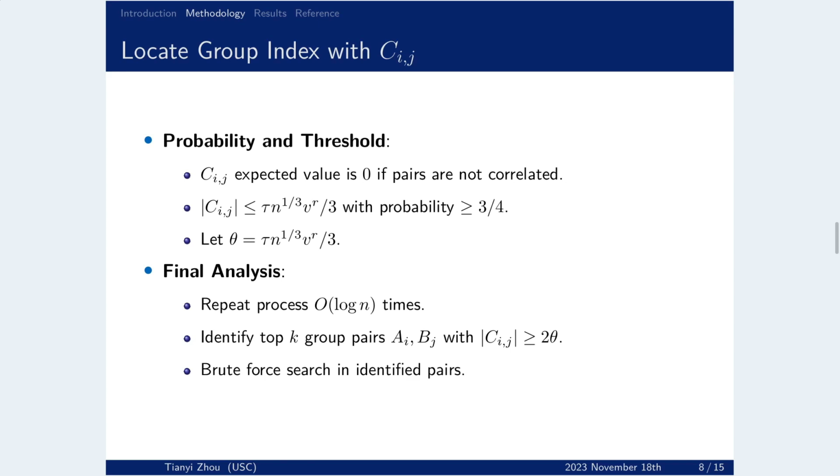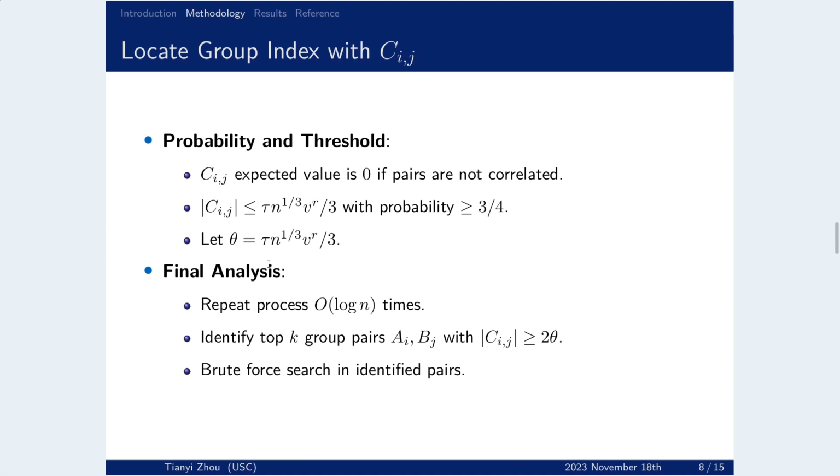C_ij's expected value is 0 if pairs are not correlated, and for a sufficiently large constant tau, by applying the inequality, we can assert that the absolute value of it is equal or less than this value here, with a probability of at least 3/4. We denote this value as theta.